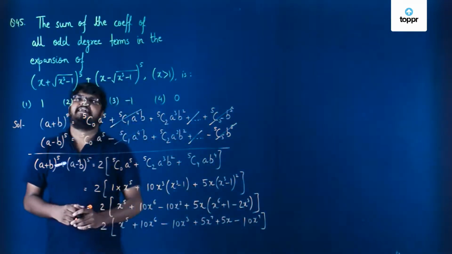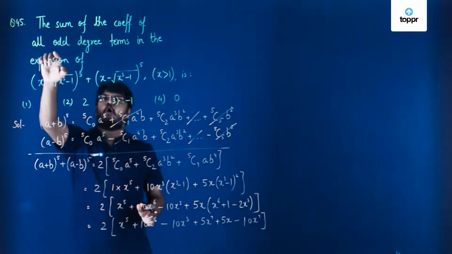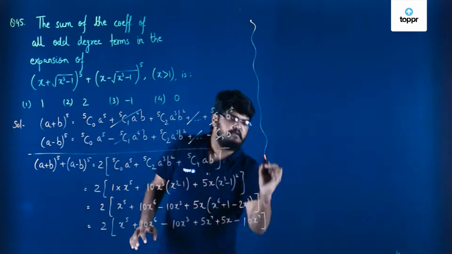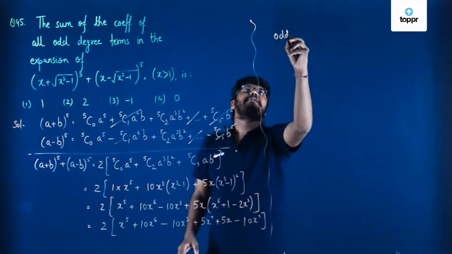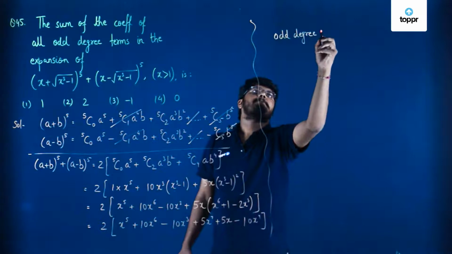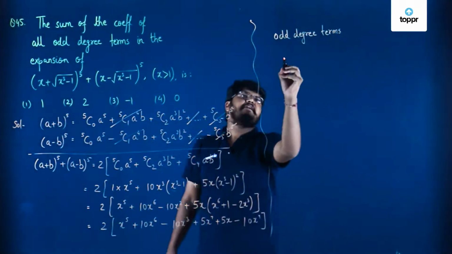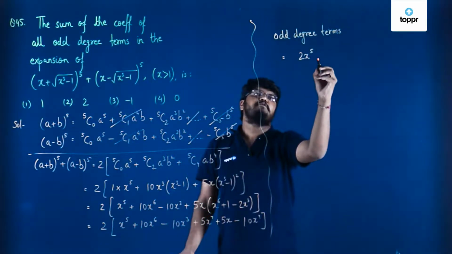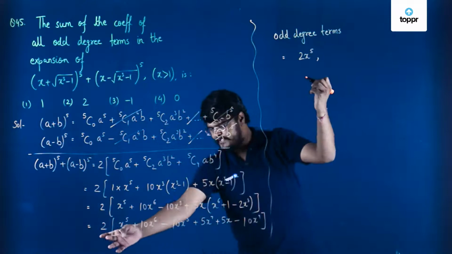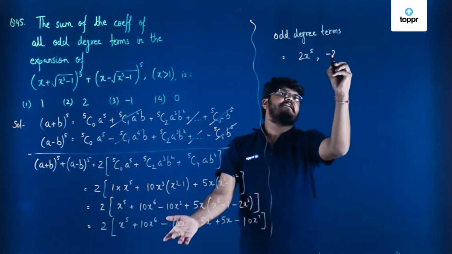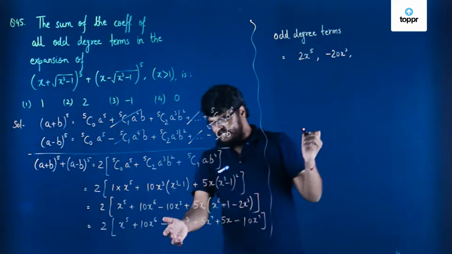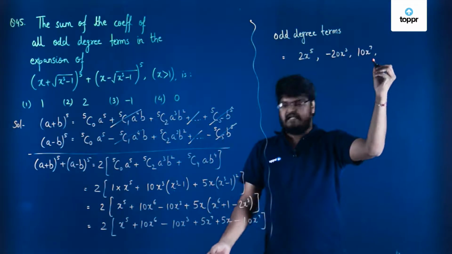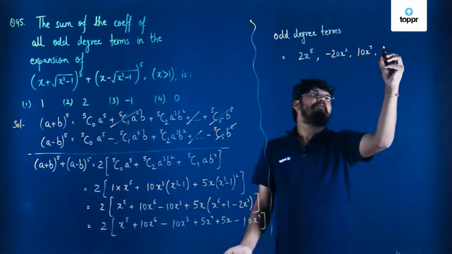Now, since we have to find the sum of all odd degree terms, I'll just pick up the odd degree terms over here. Odd degree terms basically will be equal to 2 into x^5, because 2 is outside, 2x^5, comma, 2 into minus 10x³, so minus 20x³, then again 5 into 2 is 10x^7, and ultimately 5 into 2, 10x.